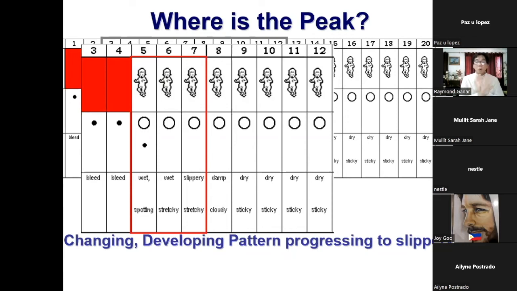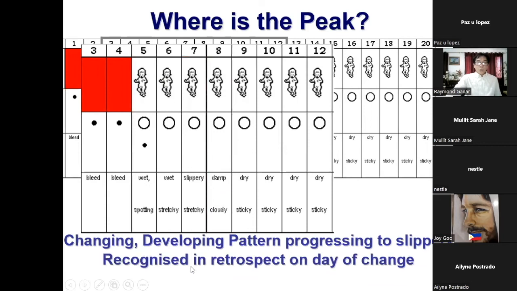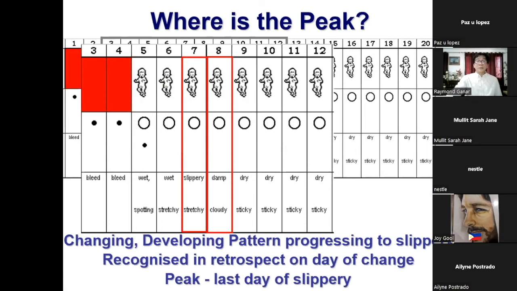This cycle has no BIP. Changing, developing pattern, progressing to slippery. And slippery ends on day 7. Why day 7? Because day 8 is no longer slippery. Day 8 is already damp, cloudy. So if there is a change after 7, yes, there is a change. Day 8 is no longer slippery. Then there is a peak day. The peak day is day 7.